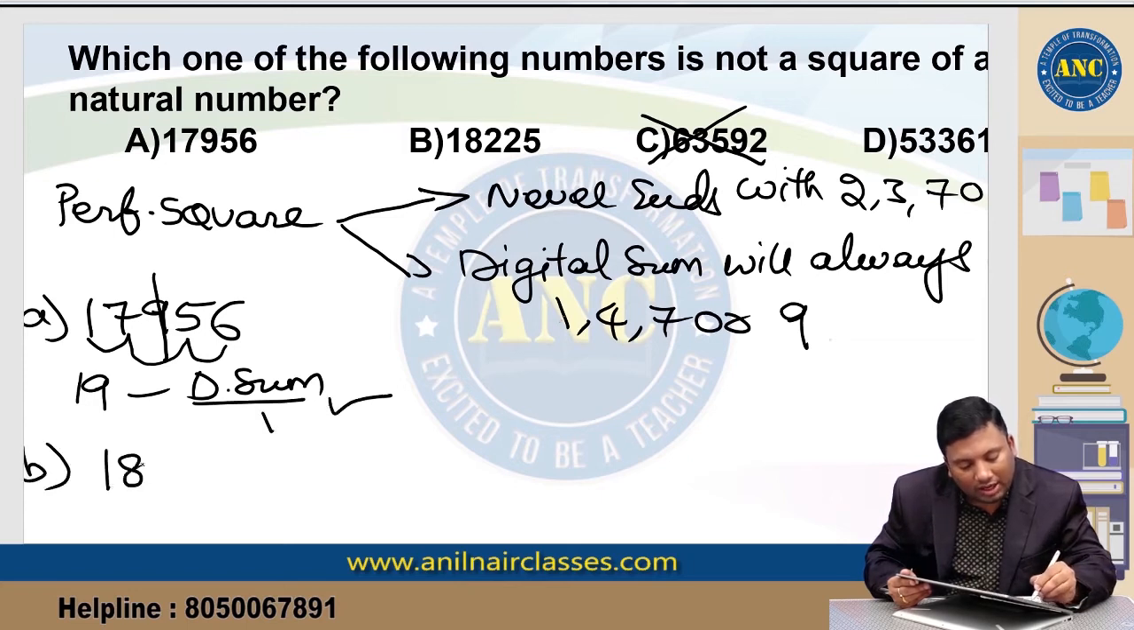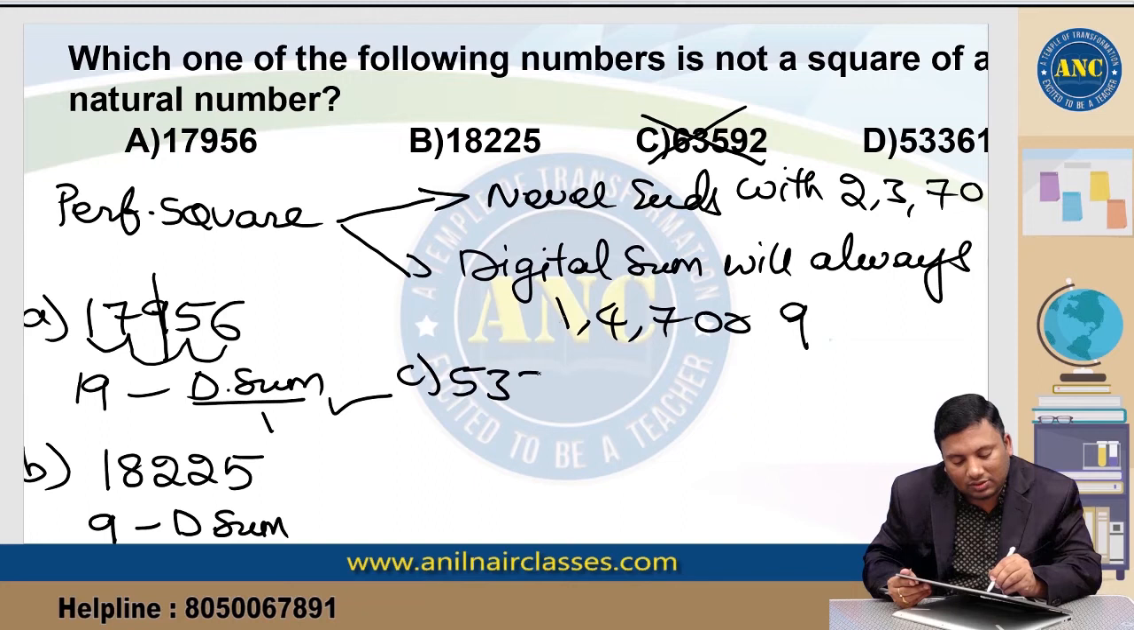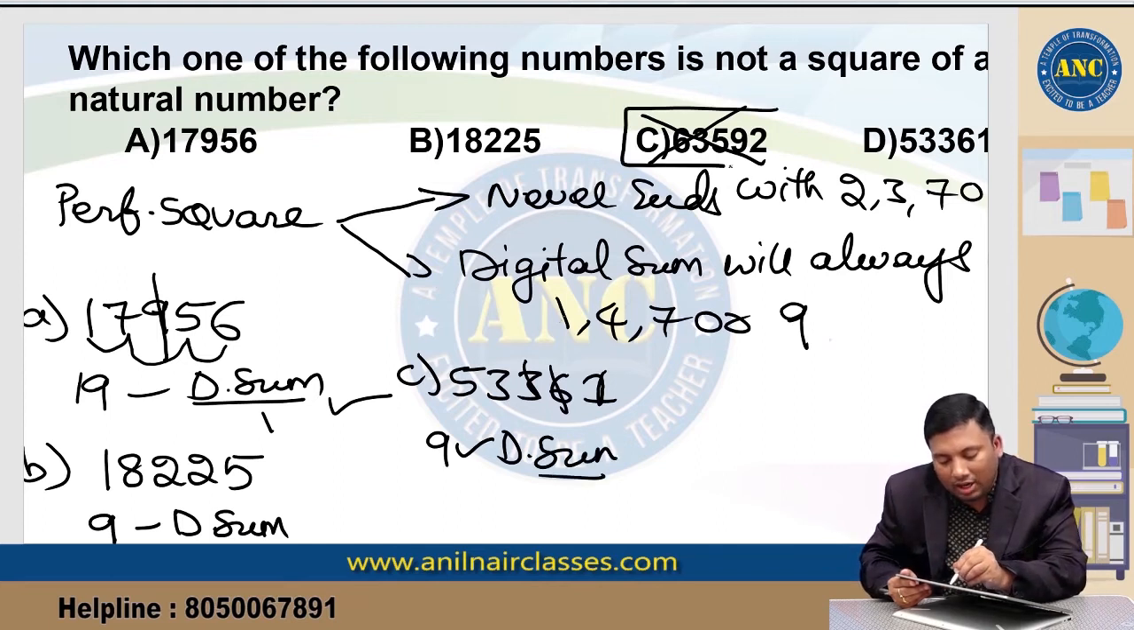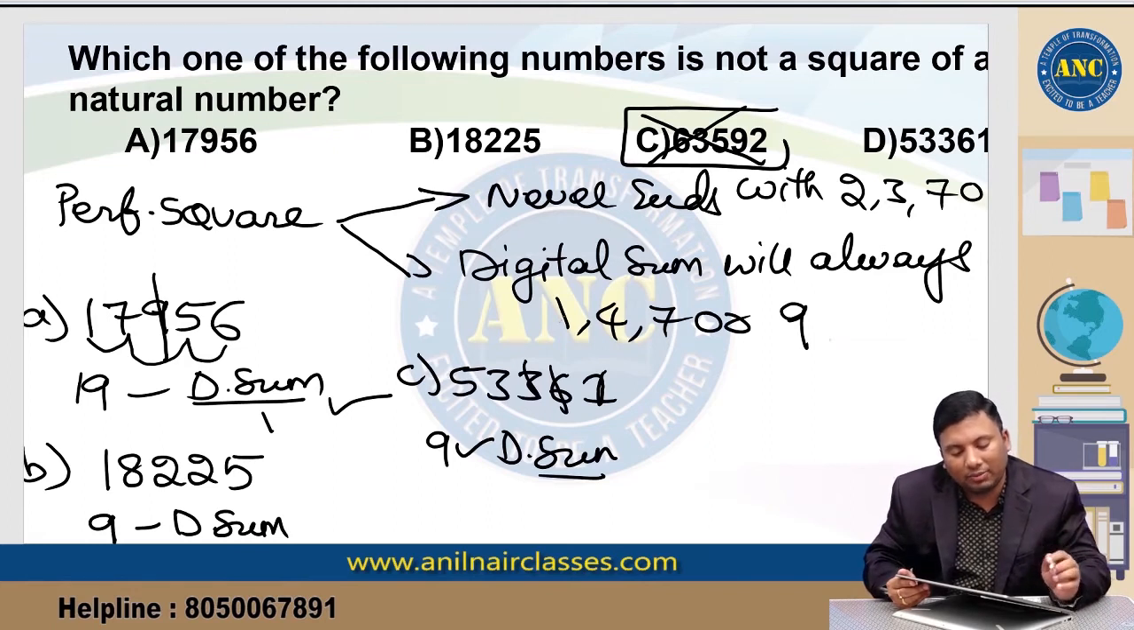Second one, 18225. 9 plus 9 is 18, digital sum 9. This could be the possibility. Third one, 53361. Digital sum 6 plus 3, 9. This could be the possibility. That means based upon this logic, only one number we are able to eliminate.